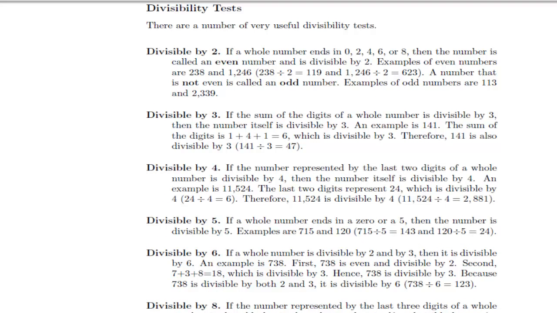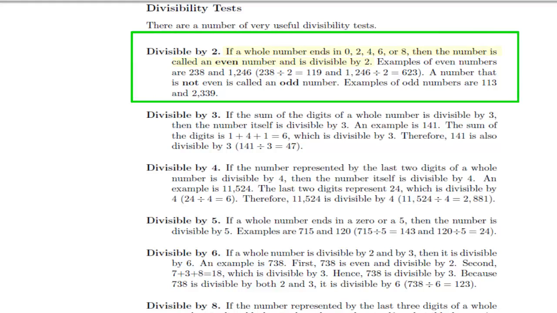Divisibility tests. There are a number of very useful divisibility tests. Divisible by 2. If a whole number ends in 0, 2, 4, 6, or 8, then the number is called an even number and is divisible by 2. Examples of even numbers are 238 and 1,246. 238 divided by 2 equals 119, and 1,246 divided by 2 equals 623. A number that is not even is called an odd number. Examples of odd numbers are 113 and 2,339.